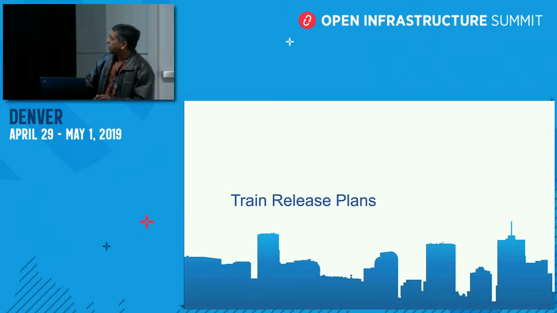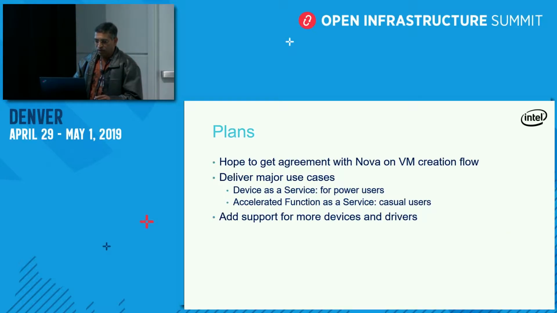So for the Train release, we have several things planned. The main thing, of course, is to get alignment with Nova on how we are going to put up a VM with accelerators attached to that. And we want to deliver some specific use cases.